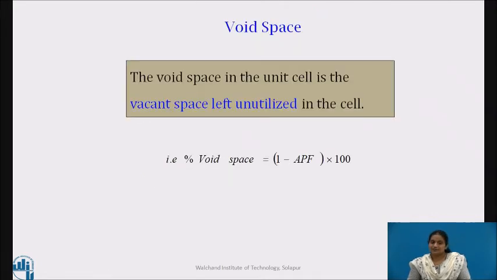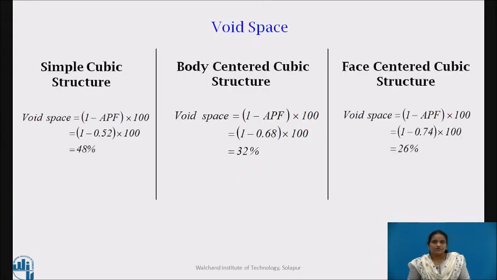So, in APF, we have calculated the space occupied by the atoms. Now, we will see about vacant space. So, void space in the unit cell is the vacant space which is left unutilized in the cell, and it is often expressed in percentage. The value for SC is 48%. For BCC it is 32%, and for FCC the void space is 26%.